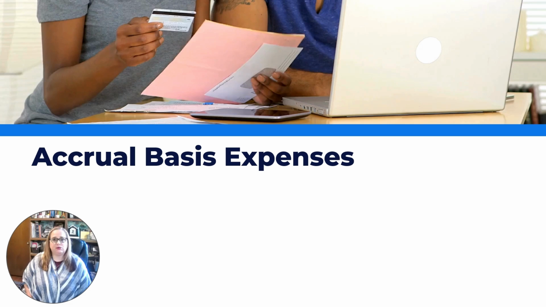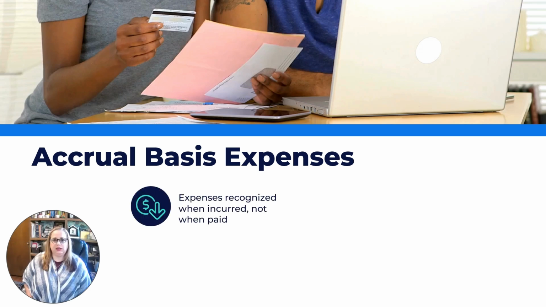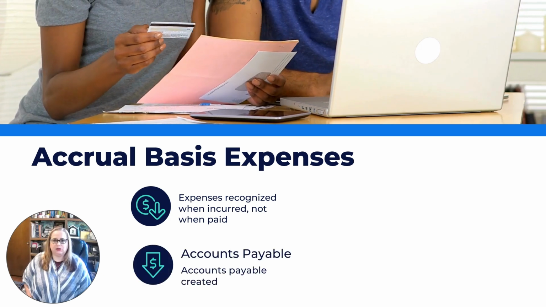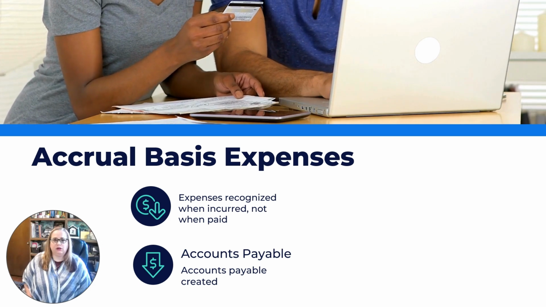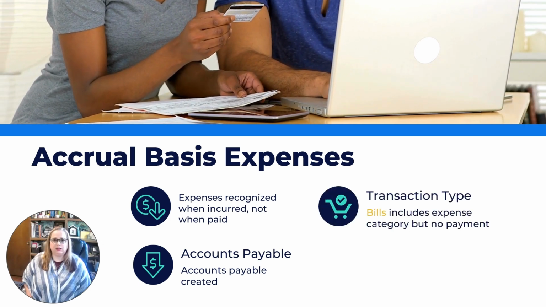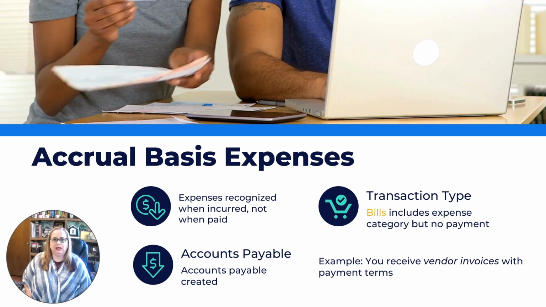If a business receives invoices from vendors, aka bills, they are paid on terms such as 10 days, 15 days, 30 days, and the like. This is what's creating accrual basis. Accounts payable is also being created when entering vendor invoices into your accounting system as a bill to be paid at a later time.